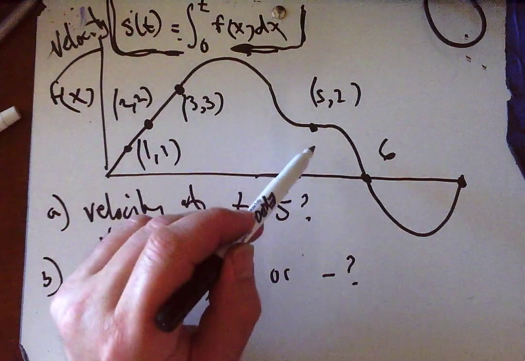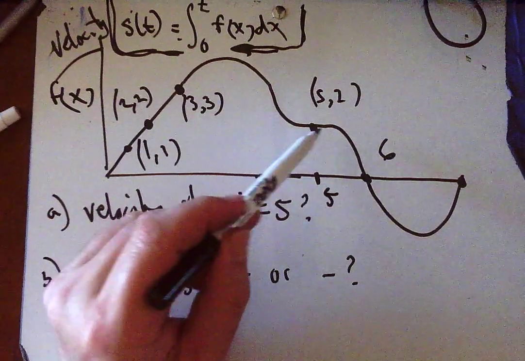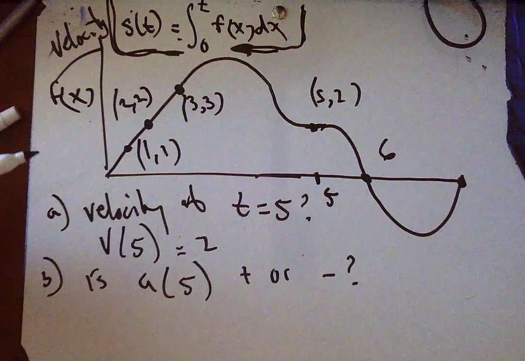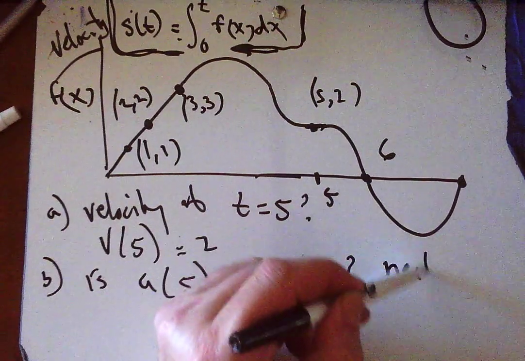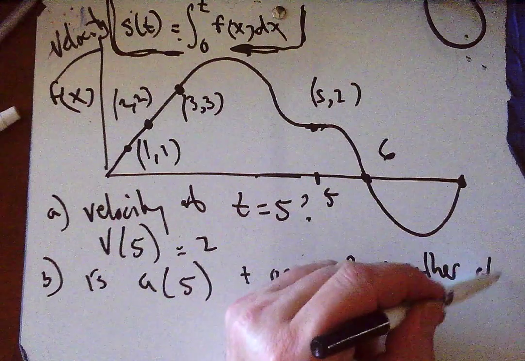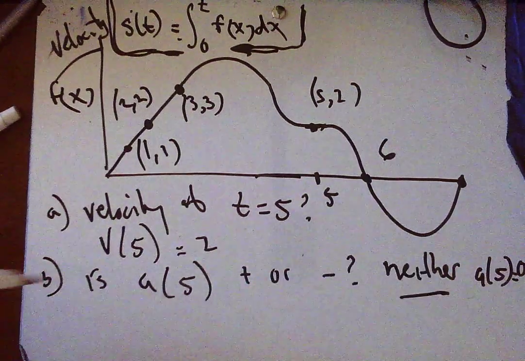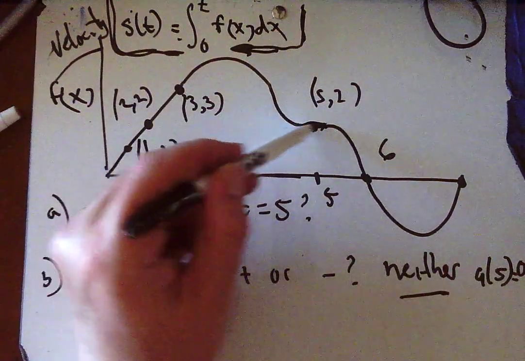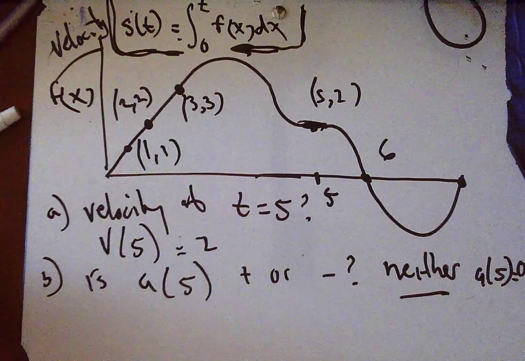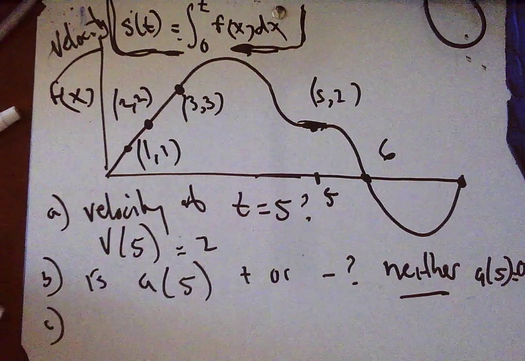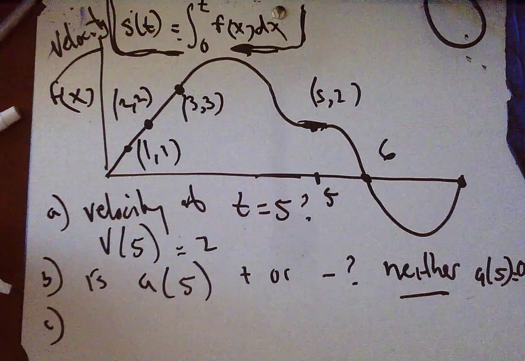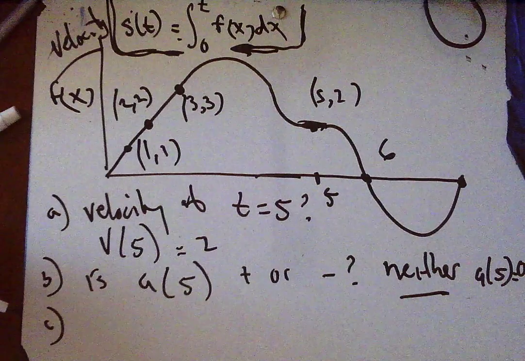So if we take a look over here at 5, what can we say about the slope? Well, I think it's kind of 0. Neither would be my answer. A of 5 equals 0, because it looks to me like I have a slope of 0 there. Okay. B. Done.